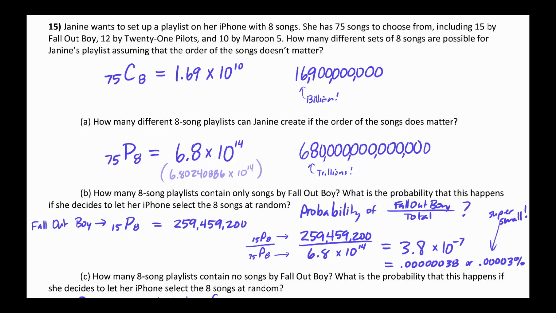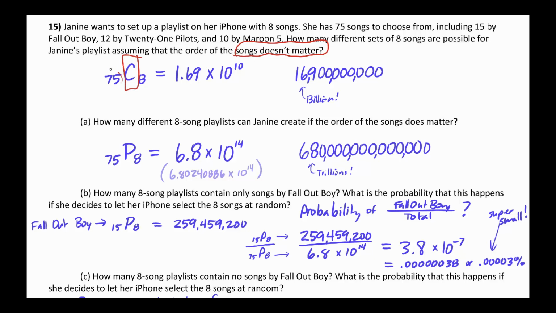The question here: how many different sets of 8 songs are possible for Janine's playlist, assuming that the order of the songs doesn't matter? Who cares if it's a certain Fall Out Boy song before a 21 Pilots song, or if those two are switched around? It doesn't matter. So since the order doesn't matter, it's going to be a combination, not a permutation. Permutation is when the order matters.